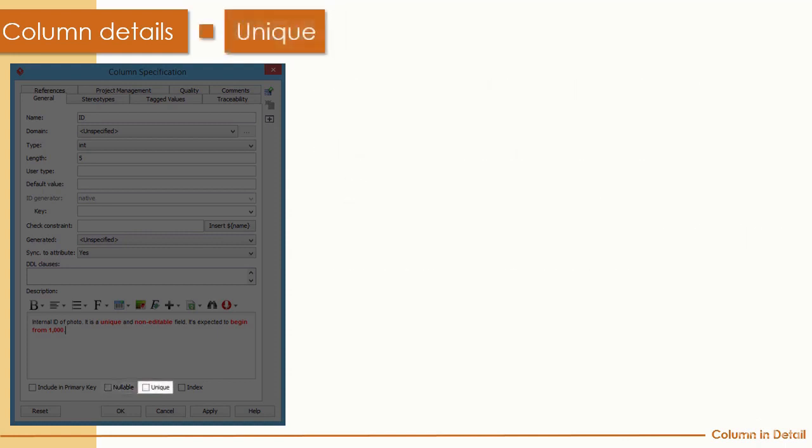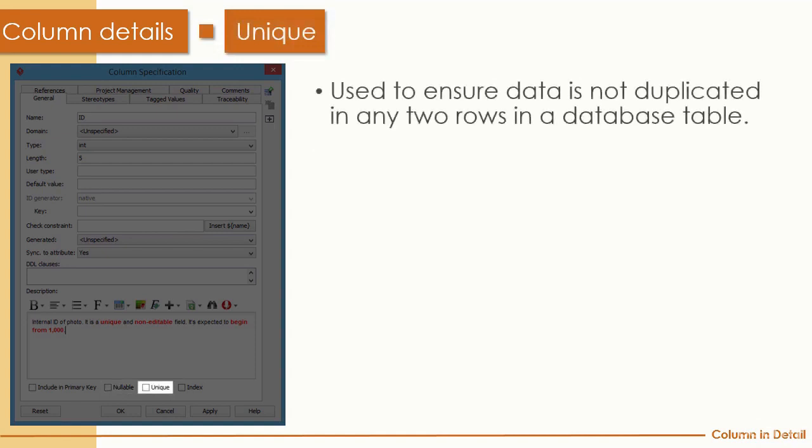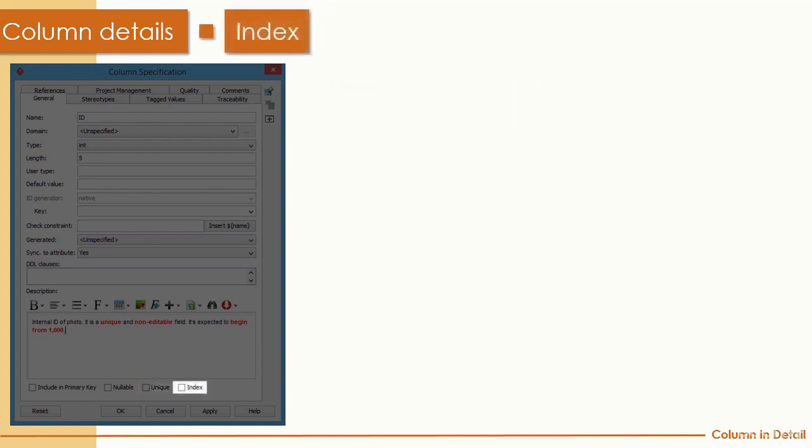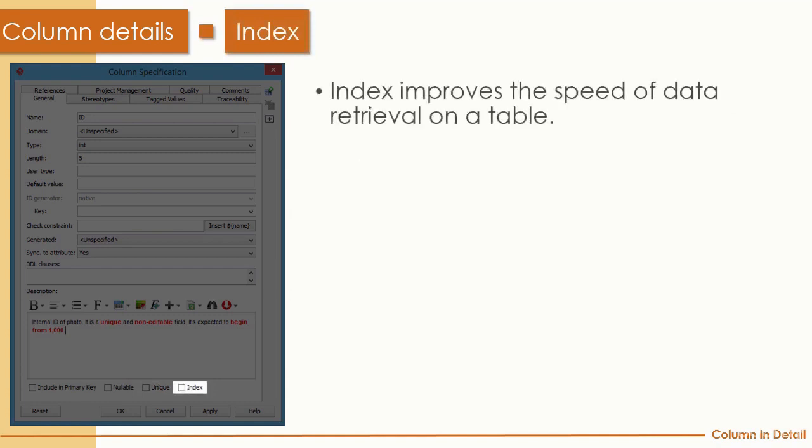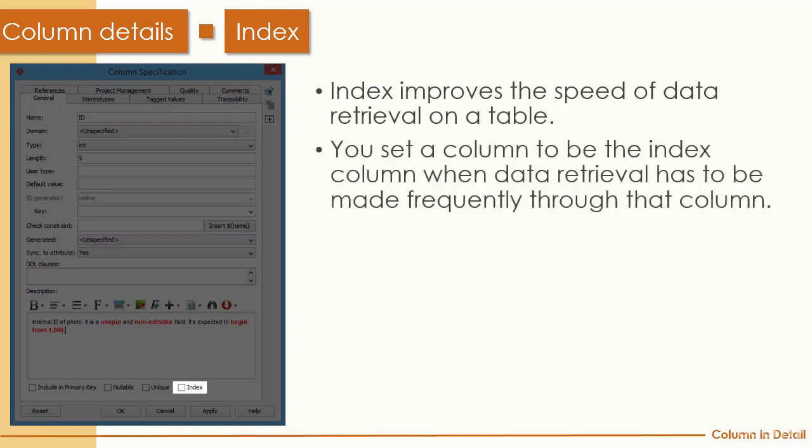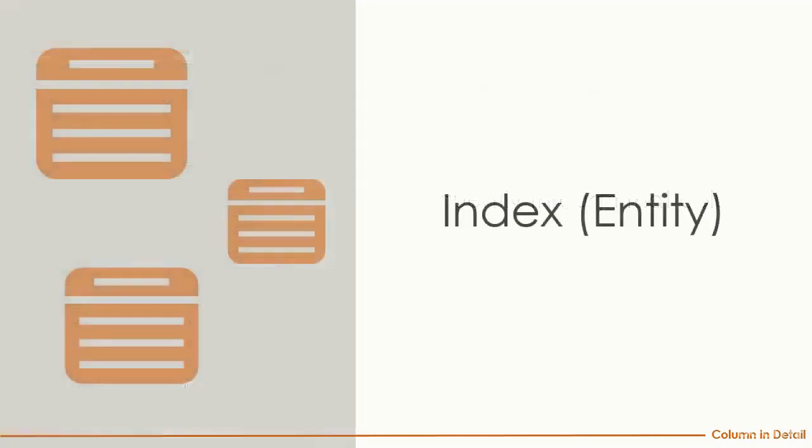Next to allowable is unique. It is used to ensure the data in this column is not duplicated across the whole table. And then the index is used to improve the speed of data retrieval. You can set the column to be indexed, then all the data in this column will be indexed by the database engine, and we will look at the index in more detail.